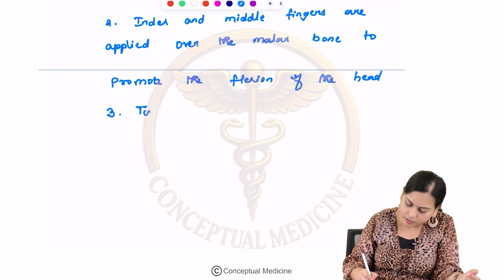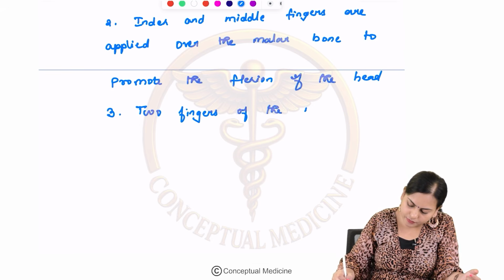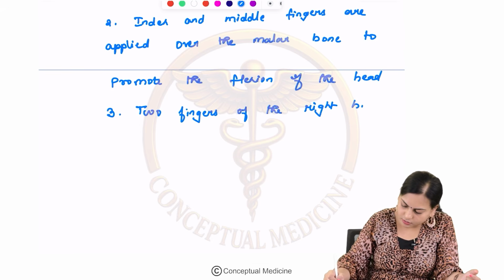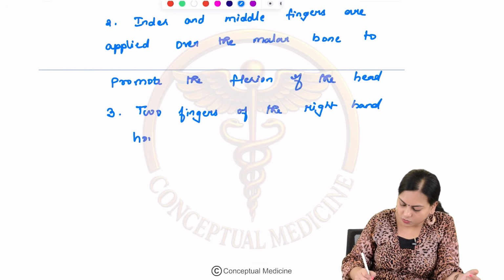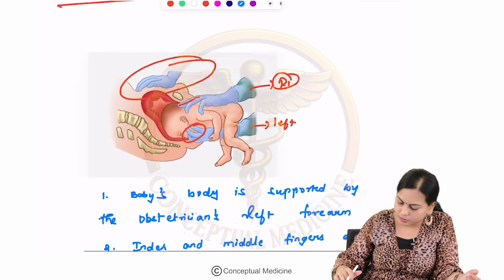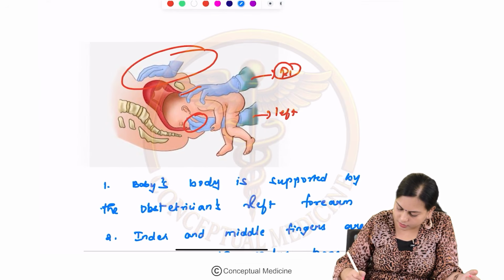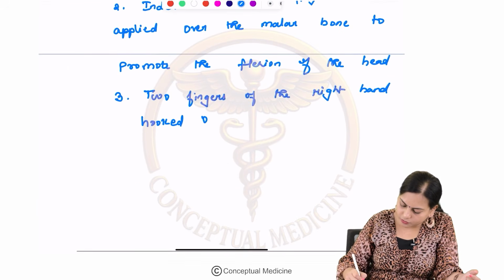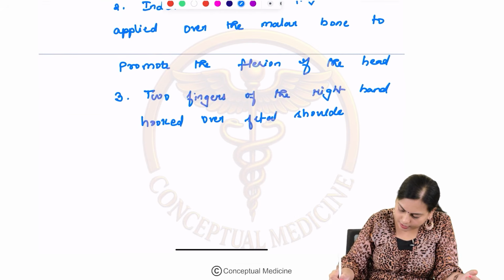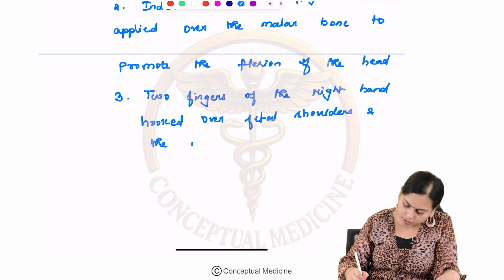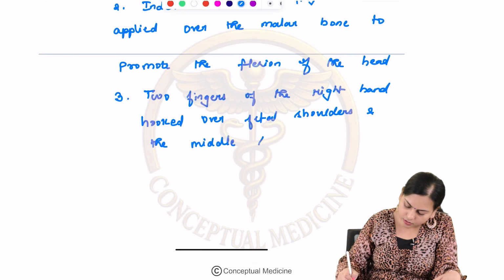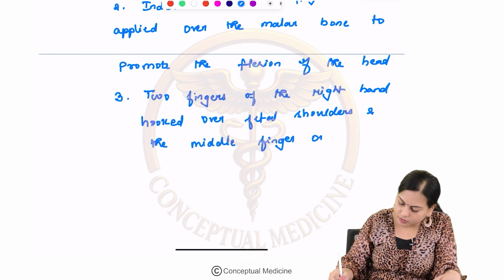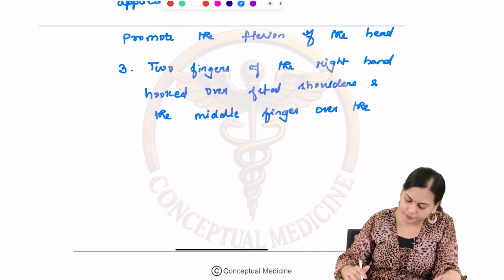Then we will be having two fingers of the right hand hooked over the fetal shoulders. So, here you will be hooking two fingers over the fetal shoulders also, hooked over the fetal shoulders and the middle finger over the cervical spine.